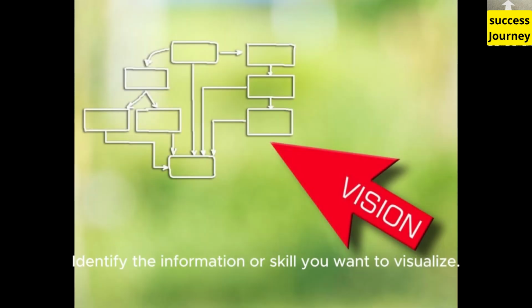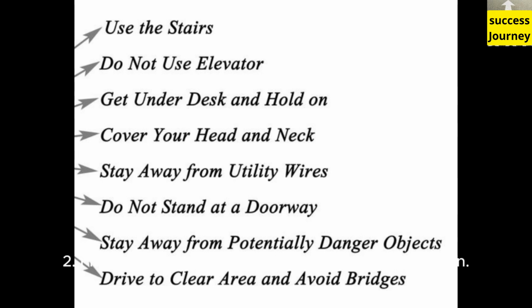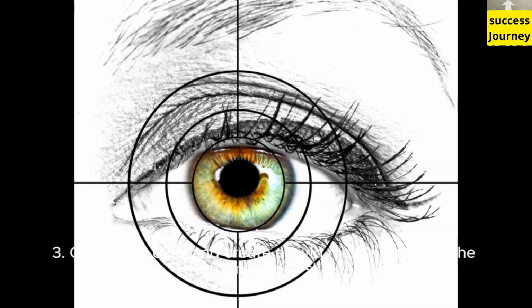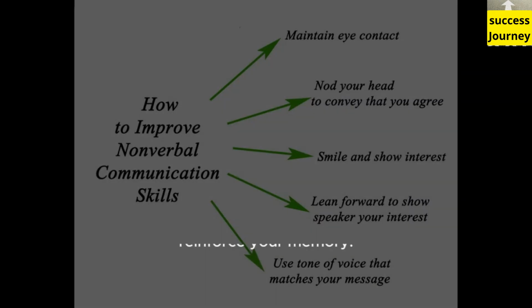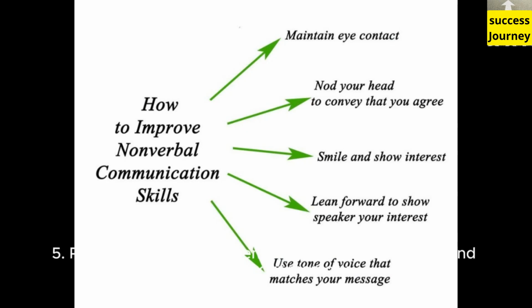1. Identify the information or skill you want to visualize. 2. Find a quiet and comfortable place to sit or lie down. 3. Close your eyes and create a vivid mental image of the information or skill. 4. Incorporate all your senses to make the visualization as realistic as possible. 5. Practice regularly to strengthen the mental images and reinforce your memory.